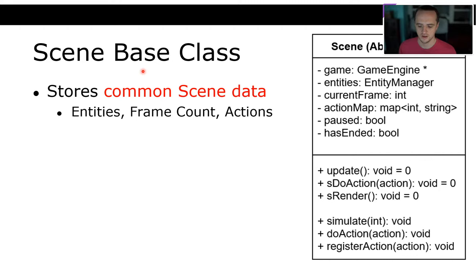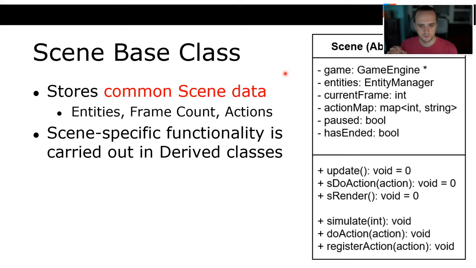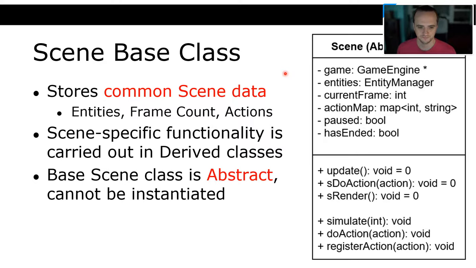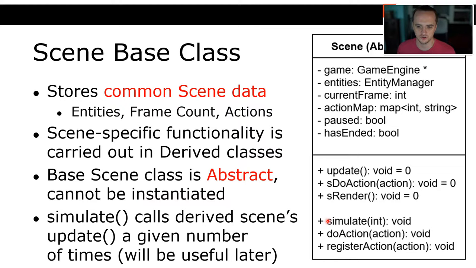So the scene base class as its internal variables is going to store these variables. The scene-specific functionality is going to be carried out in the derived class, and we'll talk about that in a little bit. So the base scene class is abstract, which means it can't be instantiated. We have to instantiate the derived classes. And the simulate function is going to call the derived scene's update function a given number of times.